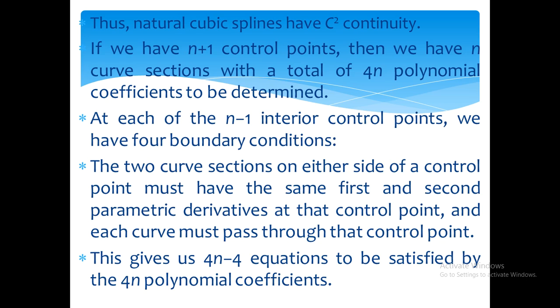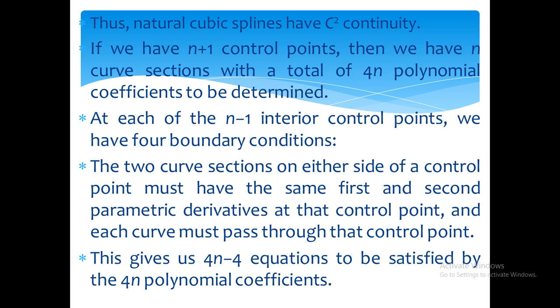This gives us a total of 4n minus 4 equations to be satisfied by the 4n polynomial coefficients. Why 4n minus 4? Because the end points, that is P0 and Pn, don't have 4 boundary conditions. That is separate, right? We will go to that point later. That's why this gives us 4n minus 4 equations to be satisfied by the 4n polynomial coefficients, right?